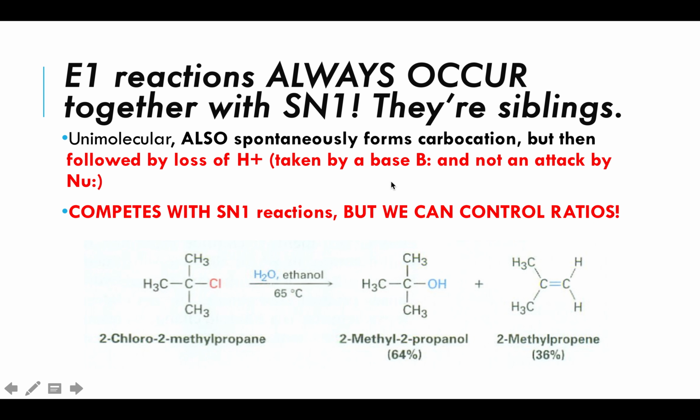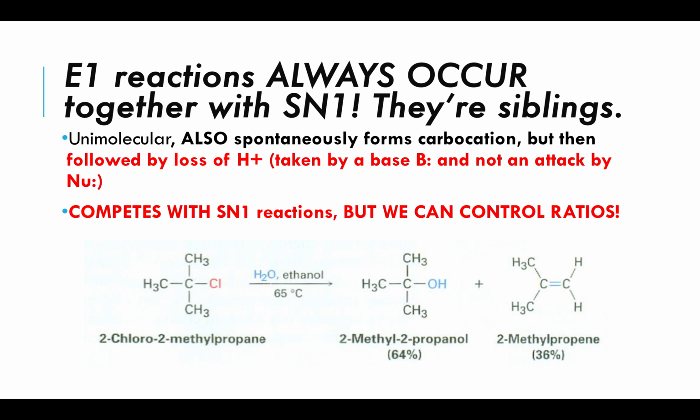The thing about E1 is that they always occur together with SN1. They're siblings, connected together. That's why I call them Siamese twins. The nucleophile that could react with your carbocation is already basic enough, even if it's a weak base, to take a proton from an adjacent carbon, and that would create the E1. So they're always competing with each other.